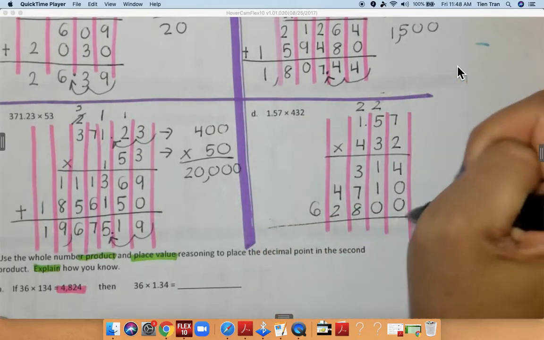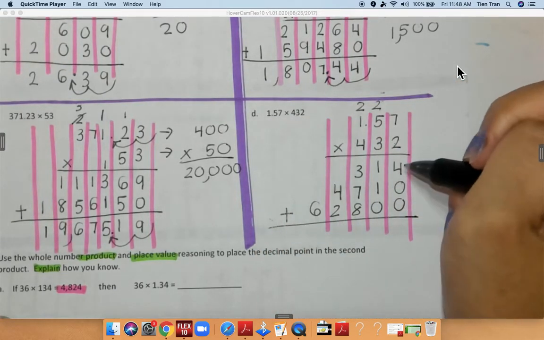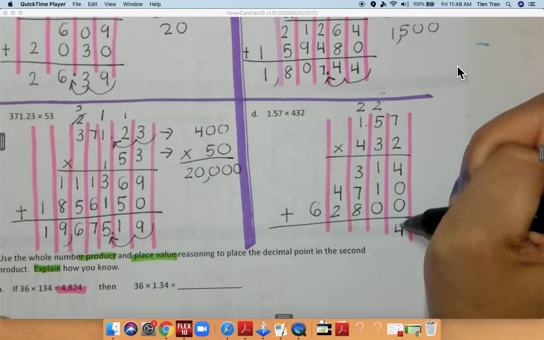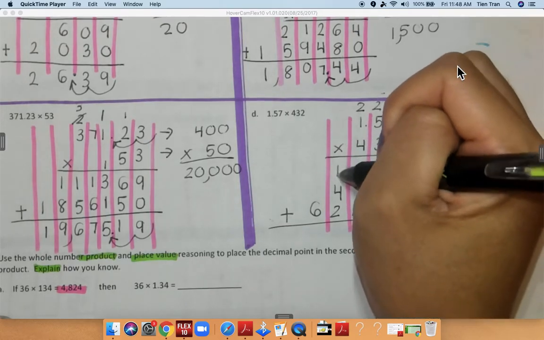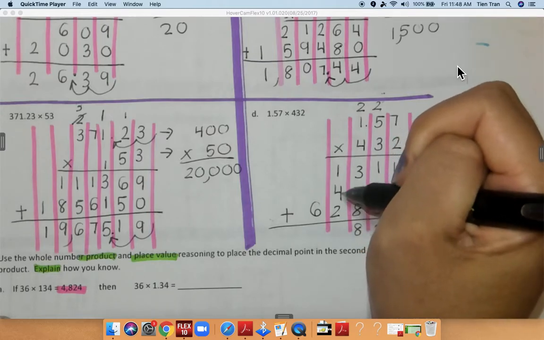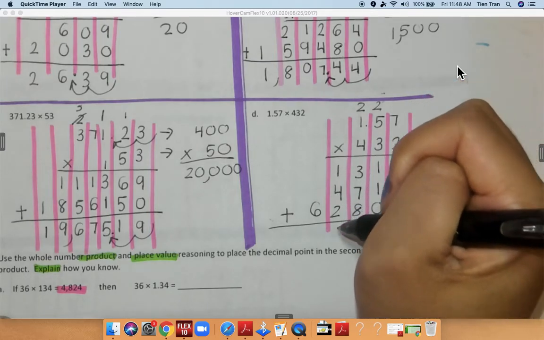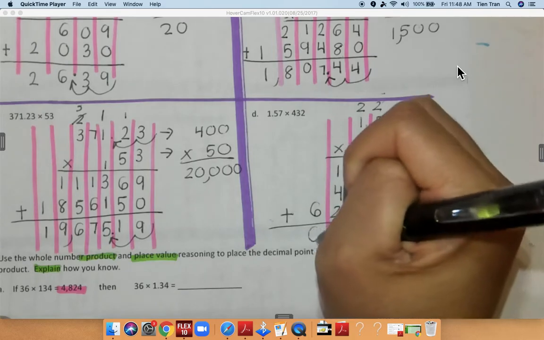is equal to 6. Add all of my numbers together. 4 plus 0 plus 0 is equal to 4. 1 plus 1 is 2. 8 plus 7 is 15. Plus 3 is 18. 4 plus 2 is 6. Plus 1 is 7. Bring down my 6.